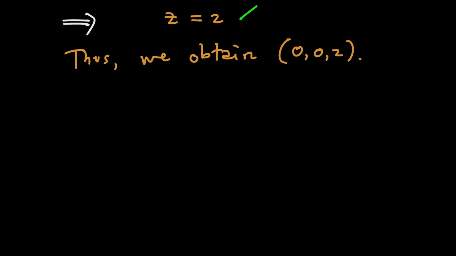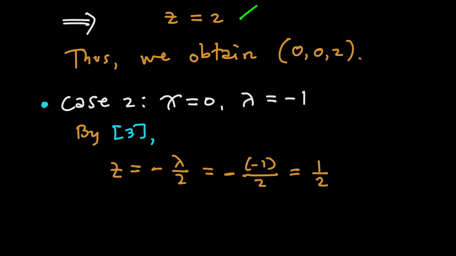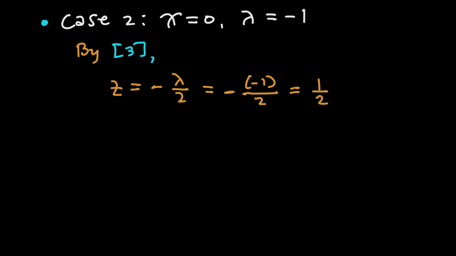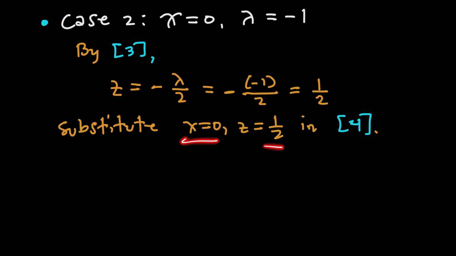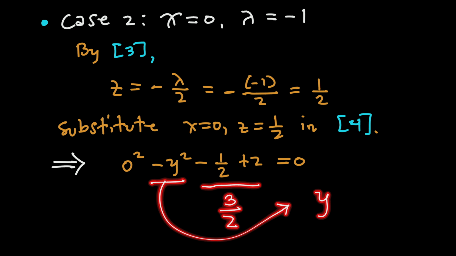For case 2, we have x equals 0 and lambda equals negative 1. Since lambda is given, we can directly substitute it into equation 3 to obtain the value of z, which is now equal to 1/2. Since two of the values are given, the value of x and the value of z, we can use our constraint again to obtain the value of y. That is, substitute x equals 0 and z equals 1/2 in equation 4. So we have this simplification at which we can combine the constants into 3 over 2, and transposing this gives us positive y squared.